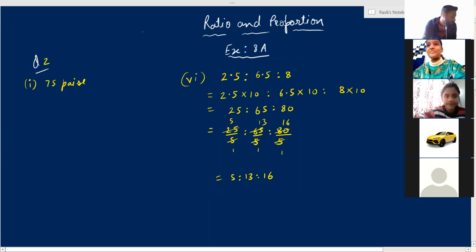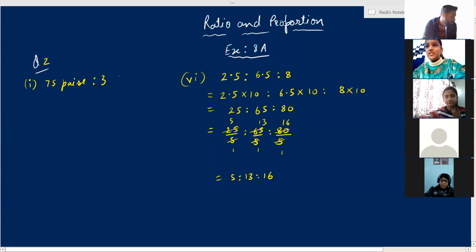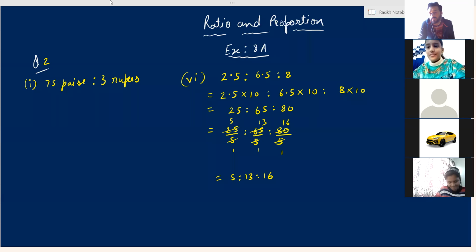So 75 paise ratio 3 rupees. Sani, I was telling you something. The LCM of 6 and 9 is 18. Okay. So you multiply both the terms by 18. You will get the answer. Sir, normal voice is coming to you. It is coming, yes. Earlier also it was coming.